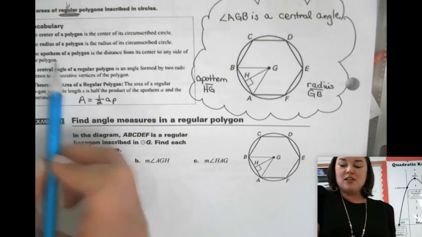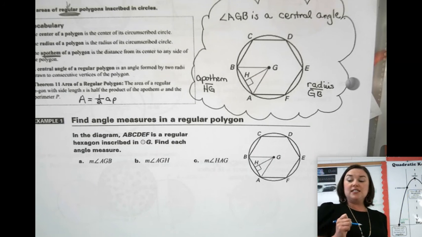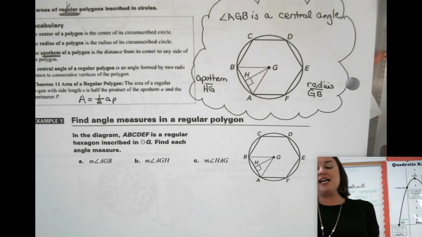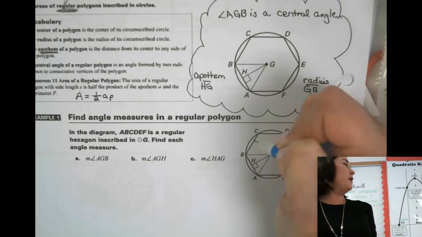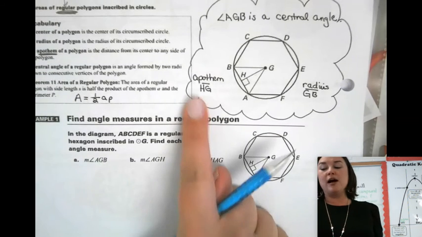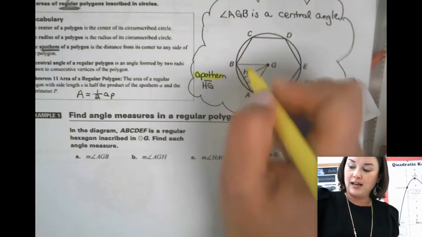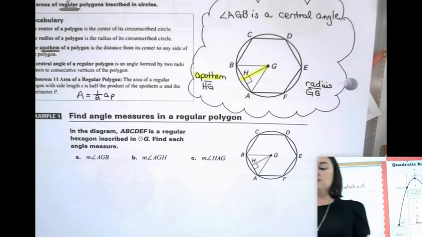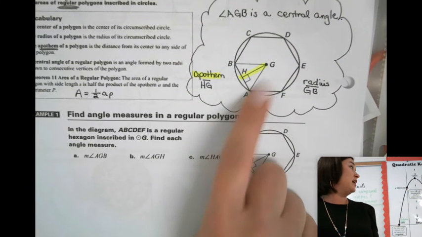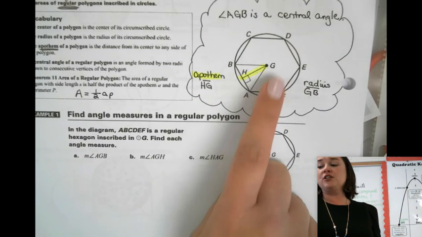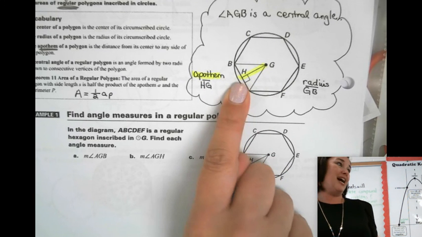The apothem, this is also a new word for you. The apothem of a polygon is the distance from its center to any side of the polygon. So H right here is the apothem, and they've already been nice right here and shown you that apothem is HG. So if you want to highlight that, highlight that if you like using colors. The radius would be GB. So it is not the same as the apothem because the radius goes from the center to one of the vertices, whereas the apothem goes from the center to the center of one of the sides, which means it makes a right angle.